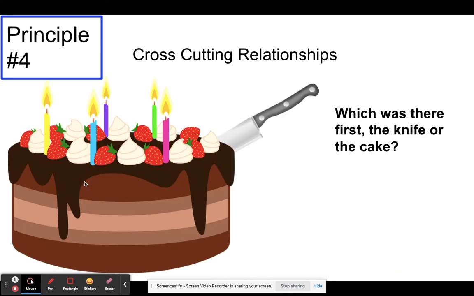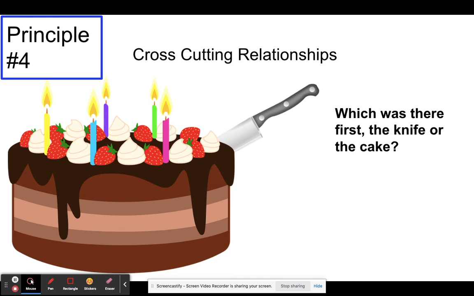Okay, principle number 4. This one's probably the most complex, which is why we saved it for last, but it's also, in my opinion, the most useful for our test. So, cross-cutting relationships, pop quiz. If you walked into the kitchen and you see this scenario, you got a cake with a knife sticking out of it, what do you assume came first, or which entered into that position first?